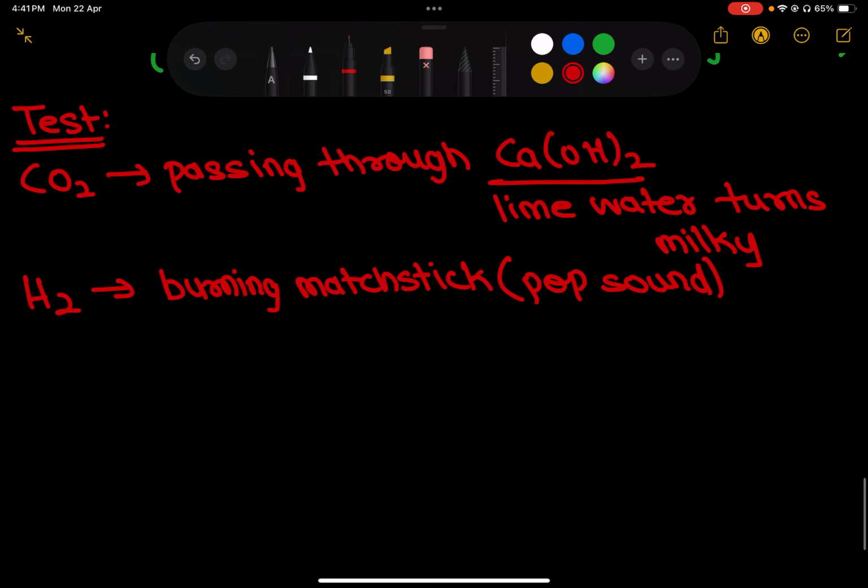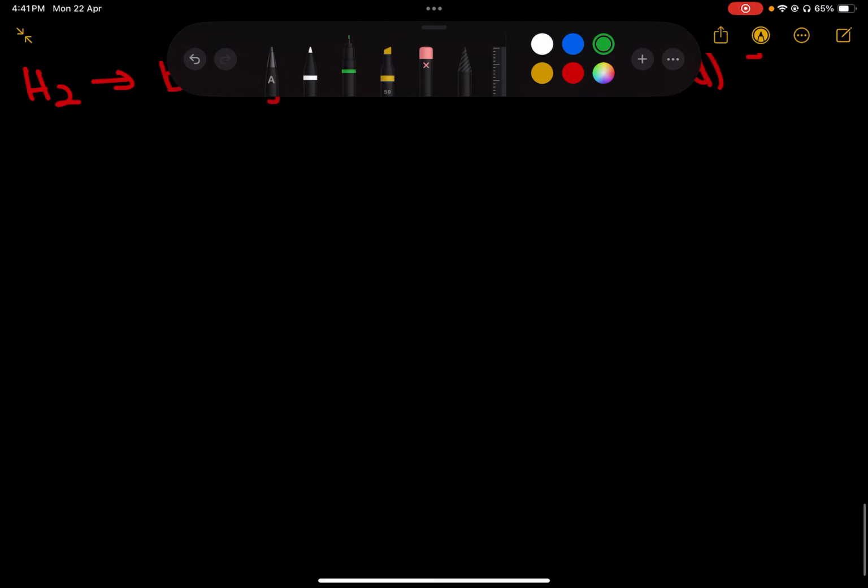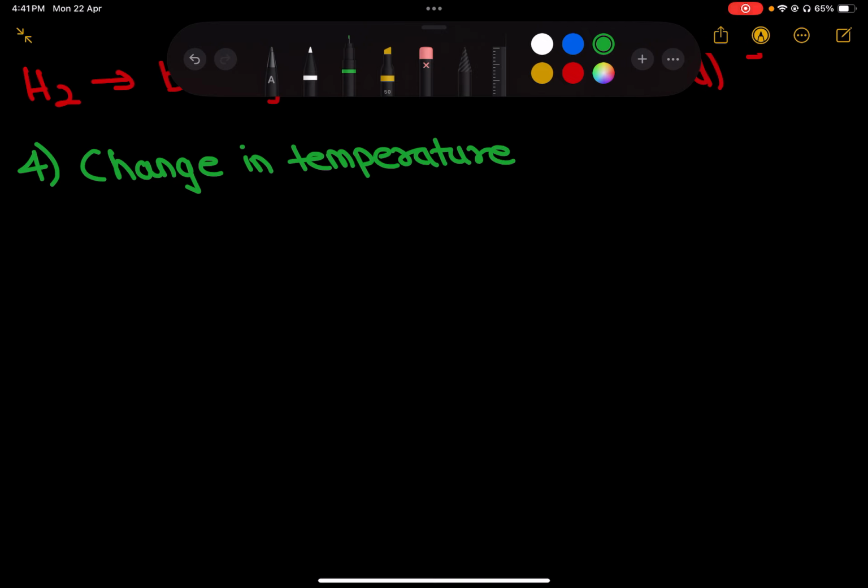Okay, now moving on to the fourth way, which is change in temperature. Either, for example, if you're doing the reaction in a test tube, the test tube either becomes hot or it becomes cold. Two ways in which you can determine a chemical reaction has taken place. Let's take an example for both.